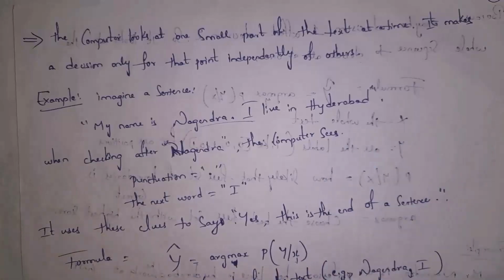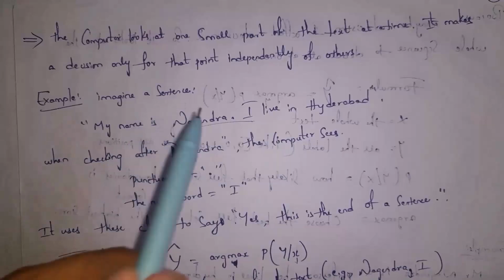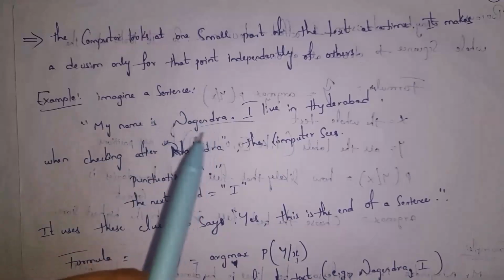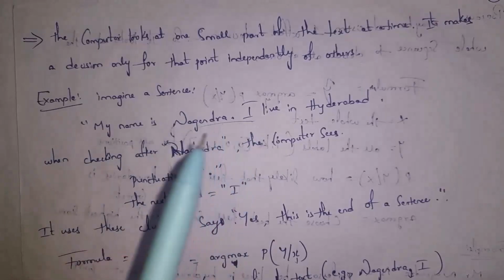Thus by seeing this particular paragraph, we can identify full stop. That is, we can identify boundary. Let's for example, I'll give the same sentence to the NLP model with full stop. So this model will check whether these full stops are correct or not. This is the clue. After Nagendra, there is full stop and the next character starts with I, a capital letter. So by seeing this clue, we can say that it is end of the sentence.